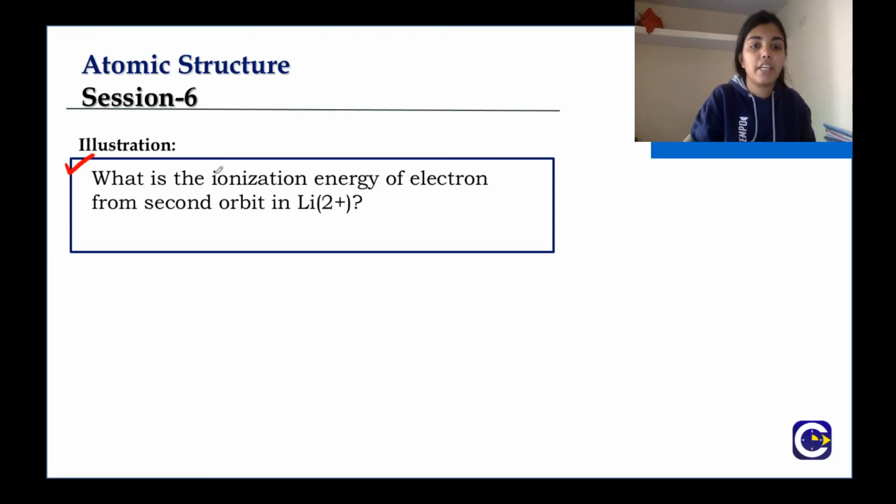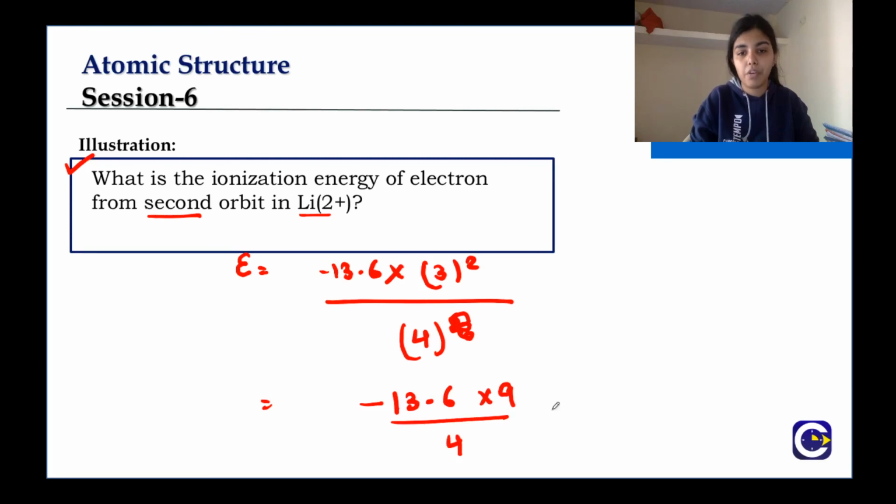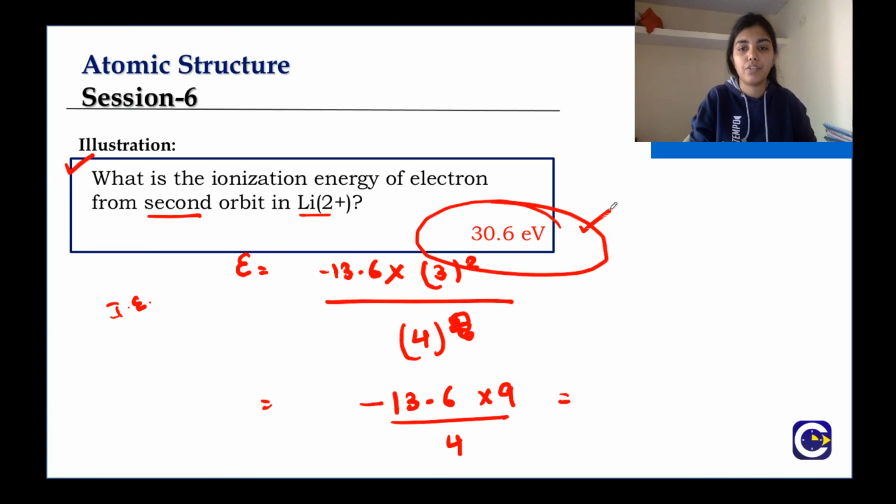Now the question says, what is the ionization energy of an electron from the second orbit in Li2+? Again, you calculate minus 13.6 into Z square. What is Z for lithium? Hydrogen, helium, lithium, so it is 3 square, divided by n square. That is the second orbit, so 2 square, which will be equal to 4. So minus 13.6 into 9 divided by 4, right? And you just change the sign here. So the ionization energy that you will get here is 30.6 electron volt.